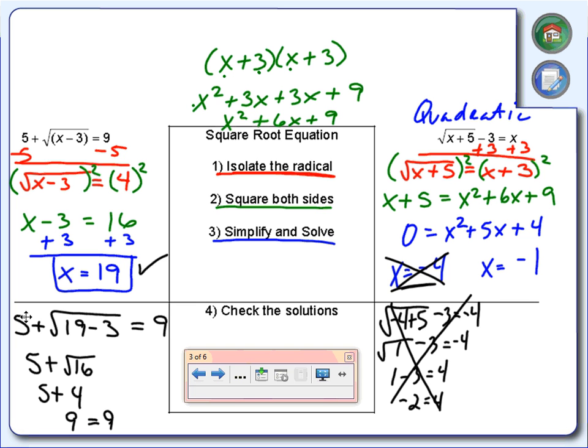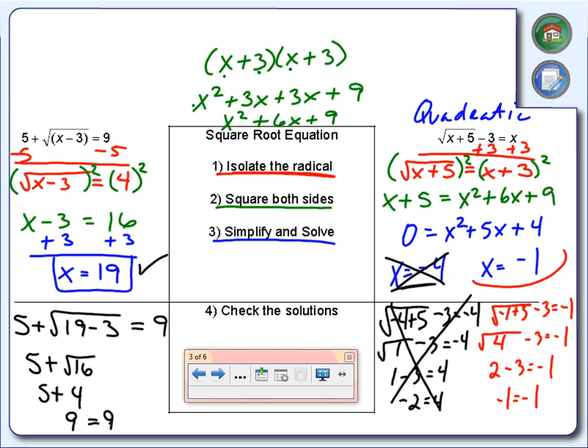Now, we better double check this -1, because it may also be one of those extraneous solutions. It may not work either, so let's double check it. So we got -1 plus 5 minus 3 equals -1. -1 plus 5 is a 4. The square root of 4 is 2. And 2 minus 3 is a -1. Now, -1 is equal to -1, so we're good here.